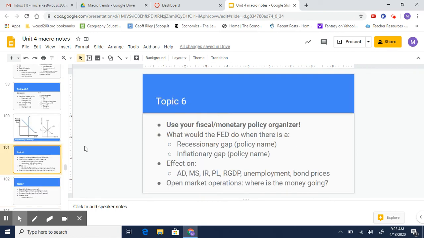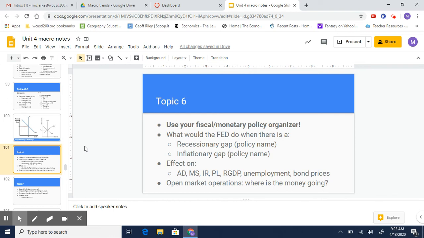Topic 6. Topic 6, I'm not going to spend as much time on. Topic 6, you need to know what the Fed would do when there is a recessionary gap, when there is an inflationary gap. So what you got to use here is that fiscal monetary policy organizer that I sent out last week. If you haven't done that and haven't checked your answers, make sure you do that because that's really important, or if you watched the video that I made. Those are really helpful. And I would have that out, guys, when you take this test and when you take the AP exam. You can use your notes on the exam. That would be really helpful.